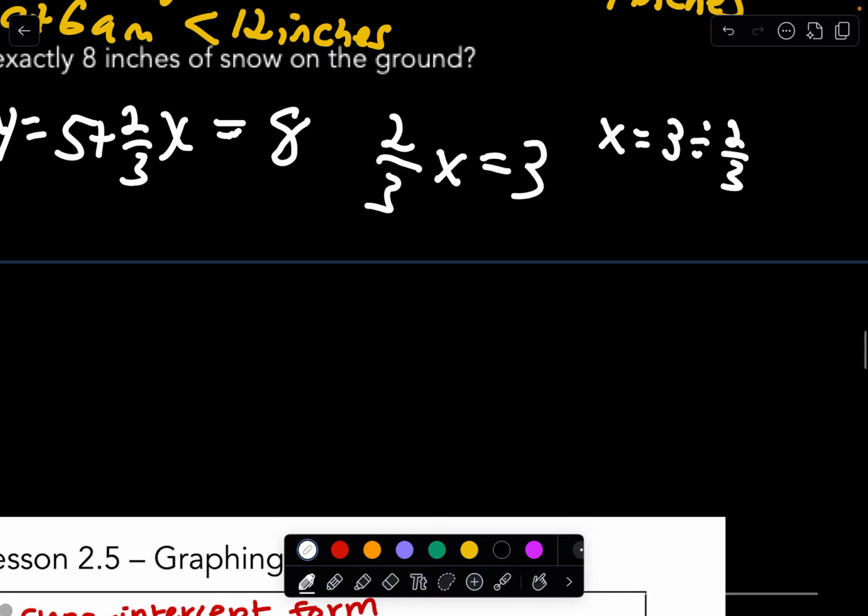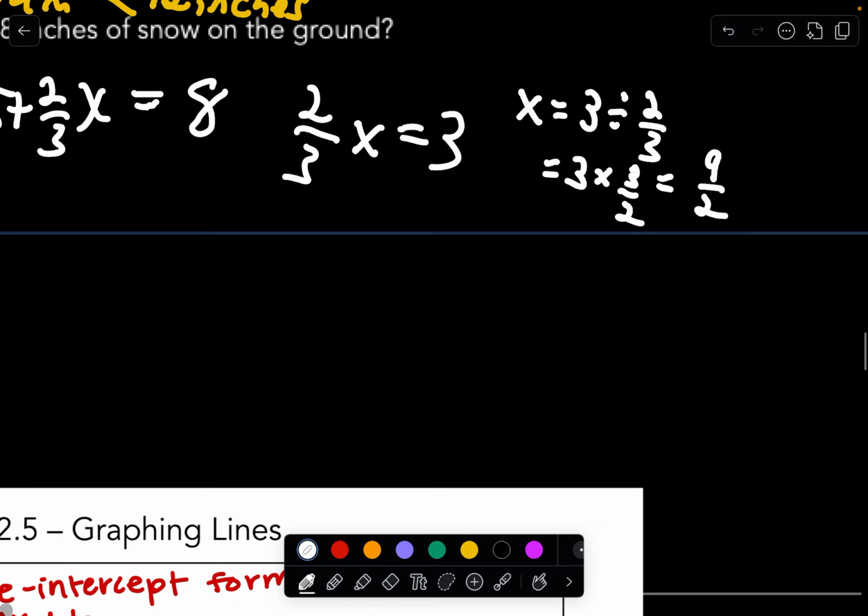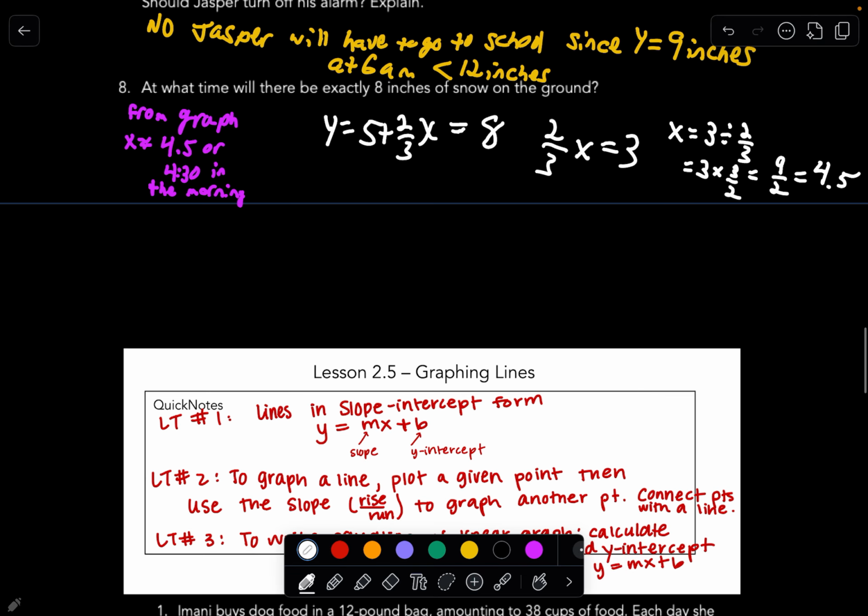But when you divide by a fraction, you can turn that into multiplication by multiplying by the reciprocal. So it's the same thing as 3 times 3/2, and that equals 9/2. So x is 9/2. And 9/2 is 4.5. So again, we get the same answer solving it algebraically as we estimated by looking at the graph.